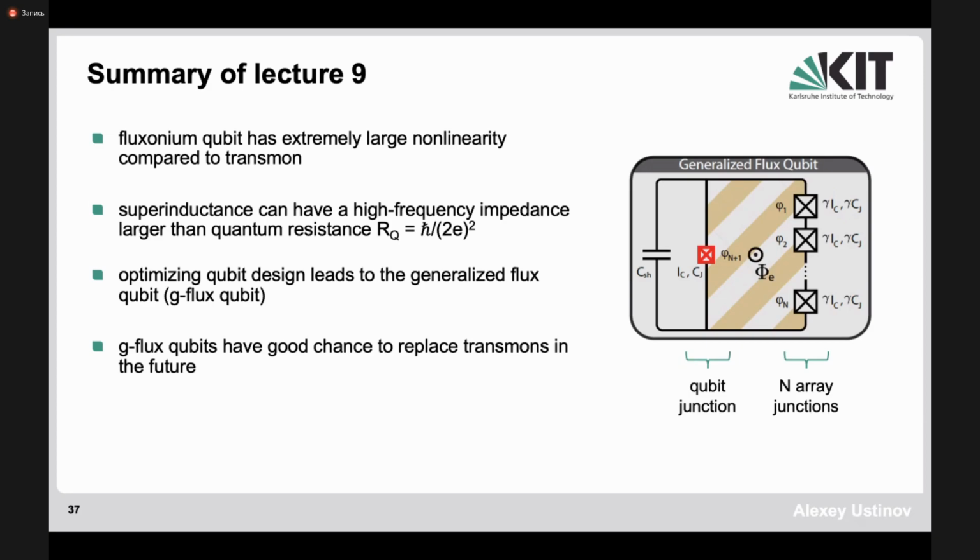Optimization of qubit design leads to a generalization of flux qubits and Fluxonium qubits in the so-called G-flux qubit. It may be a very good candidate to replace transmons in the future, or to be combined with transmons in circuits where errors can be minimized by having different signs of the harmonicity in participating pairs of qubits.